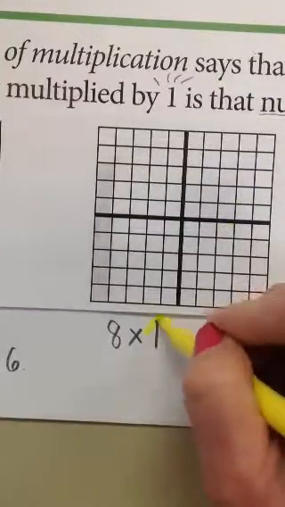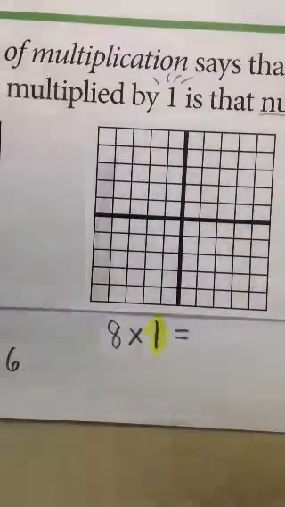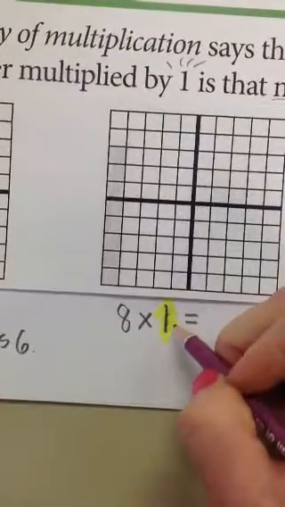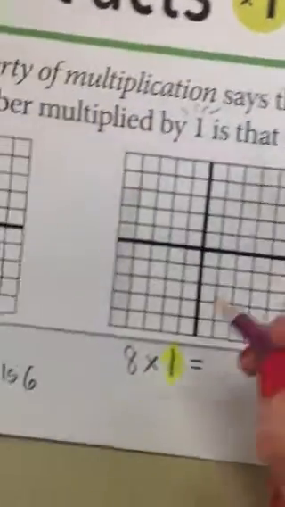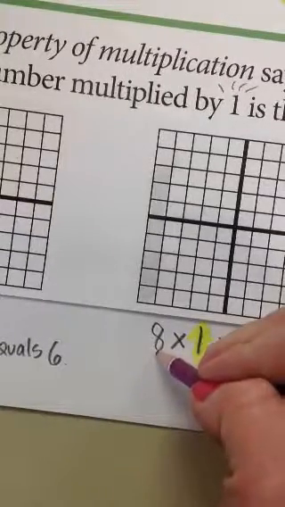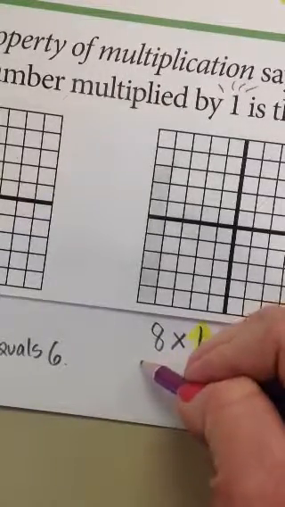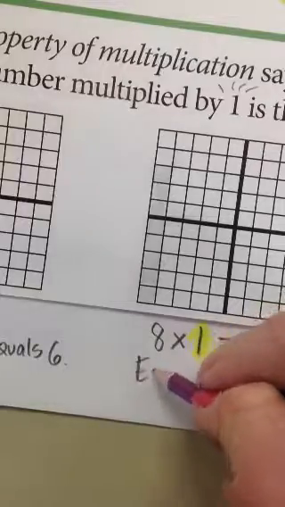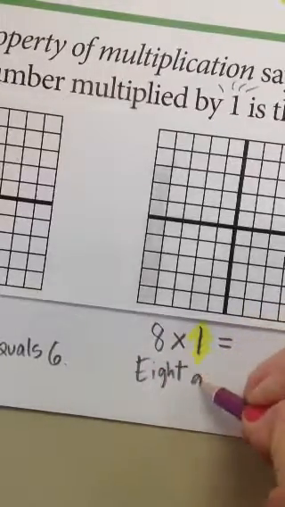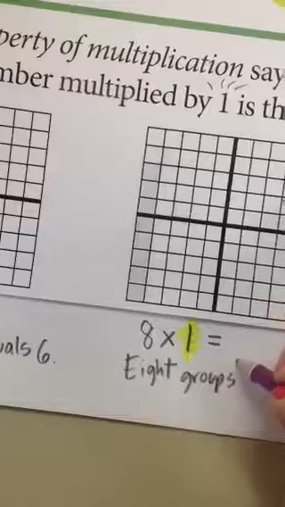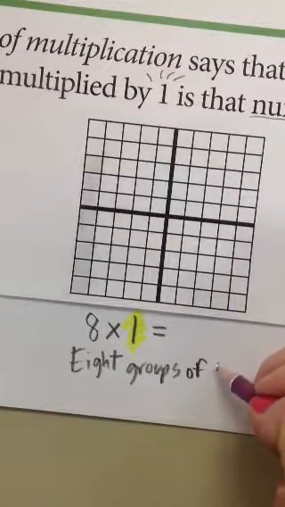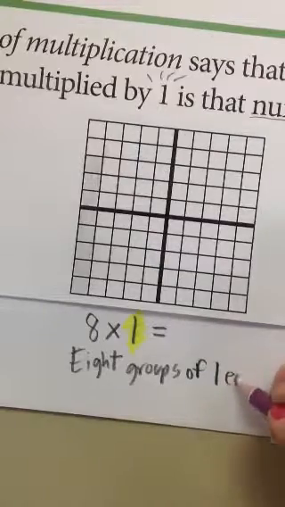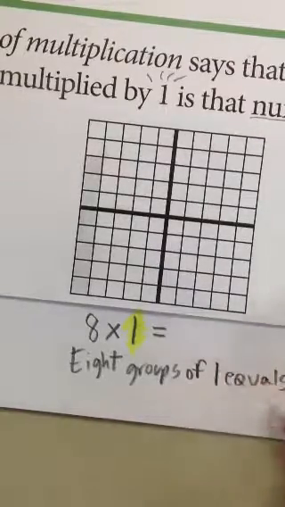Oh my gosh, exciting. You have a factor of 1. So you're like, oh man, any number multiplied by 1 is that number. Okay, let's see how this works. So what does this mean? We have 8 groups of what? We have 8 groups of 1. And we want to know what that equals. So let's try to draw it.